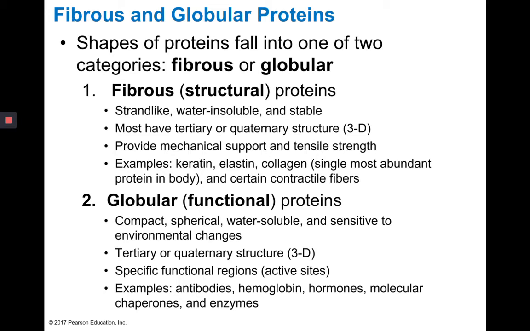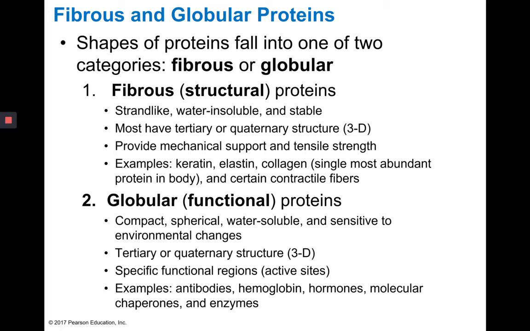So while fibrous proteins are strand-like, water-insoluble, and stable, most of them are going to make it all the way to quaternary structure. They're at least going to have tertiary structure, but they just provide mechanical support and tensile strength. There are things like elastin and collagen and keratin, which are some of the things you find in epithelial cells. They just give structure and body and shape to cells. Certain contractile fibers like actin and myosin would also be included under that fibrous protein category.